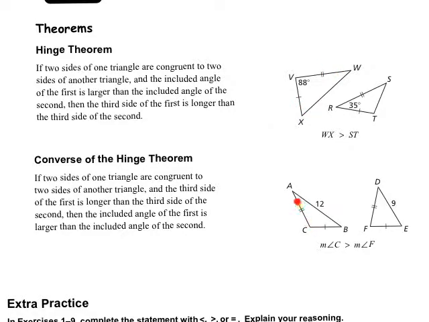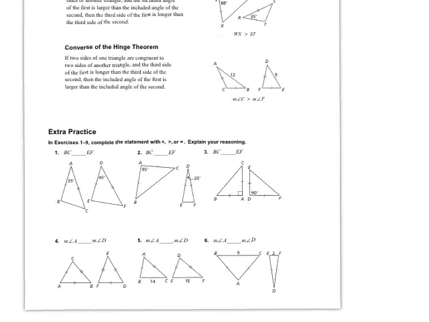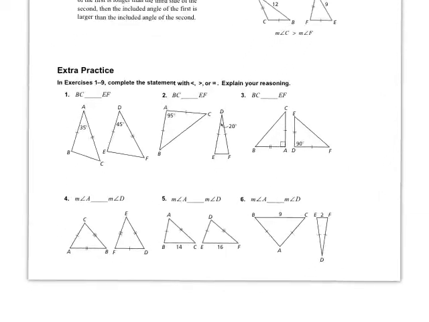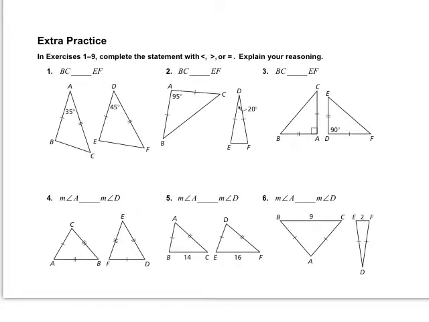So again, if you have two sets of congruent sides on two triangles, then whichever third side is bigger, the angle opposite that has to be bigger. So C would have to be bigger than F because 12 is bigger than 9. So that's the hinge theorem when you're given the angles, the converse when you're given the sides. Okay, so go ahead and do 1 through 6 together with your groups. So pause the video, do 1 through 6, and then you can go ahead and unpause it when you are ready.